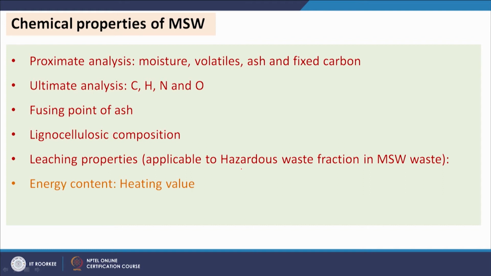Now, we are going to discuss the characterization of chemical properties or the analysis of chemical properties, like proximate analysis, which includes the moisture, volatile matter, ash content and fixed carbon in the sample. Ultimate analysis gives us CHNS, carbon, hydrogen, nitrogen, sulfur and oxygen, and fusing point of ash, lignocellulosic composition and leaching properties applicable to hazardous waste fractions in MSW, and then energy content or heating value, that we are going to discuss one by one.